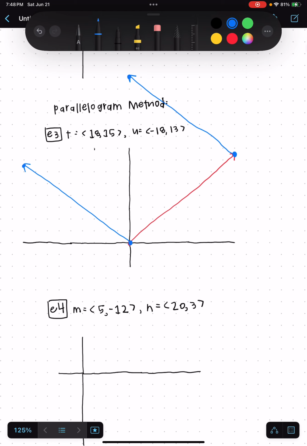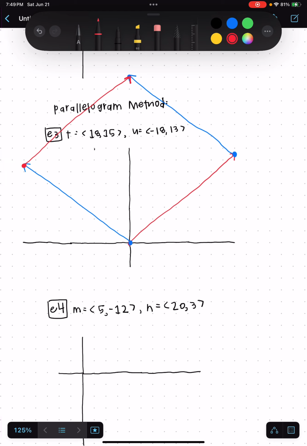Then we're going to do the same thing with the red one. The red one I'm going to just shove up to the end of the blue one. For the red one, we know we went to the right 18 and then up 15. So 2, 4, 6, 8, 10, 12, 14, 15. And you know you did it right if they match up, if they end at the same point. And look at that, it creates a parallelogram.